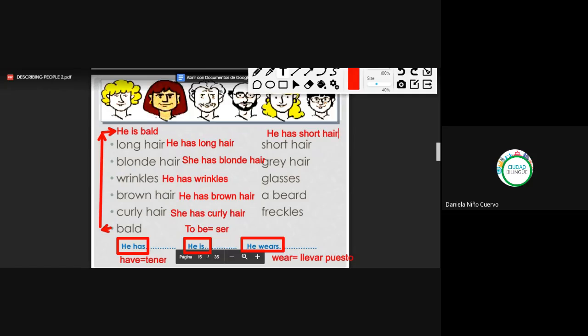Gray hair. Gray hair. Cabello gris. Lo mismo. He has gray hair. Yes, he has gray hair. Now with glasses. Students, what do we use with glasses? Which verb do we use with glasses? ¿Qué verbo utilizamos ya con el elemento de las gafas? He wears. Very good. He wears glasses. Ya con las gafas debemos utilizar el verbo wear.